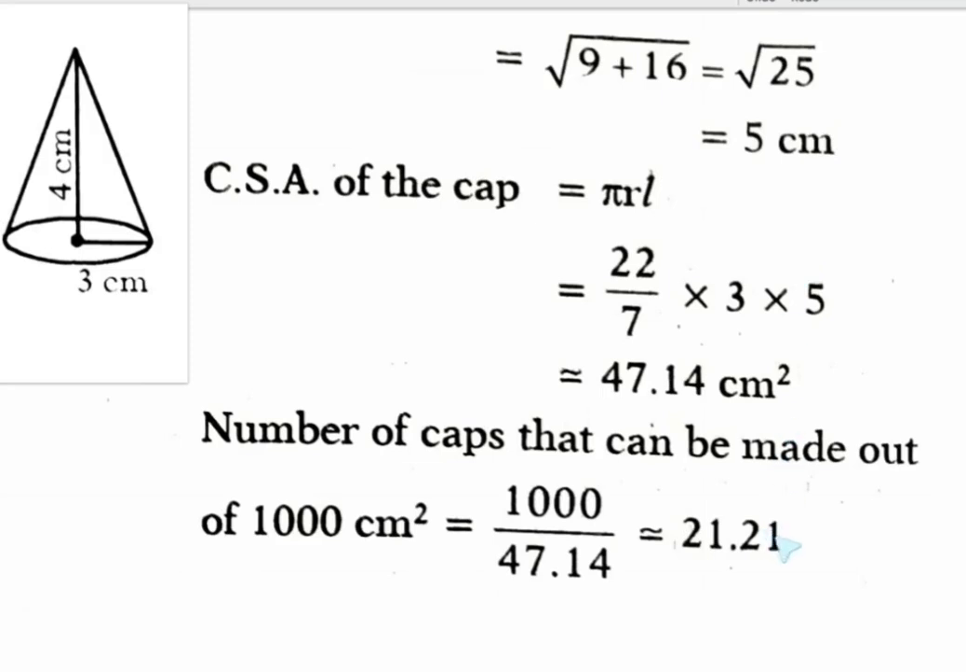That equals 21.21 caps. That means we take 21, because the decimal part is not required. So the number of caps we can make from the 1000 centimeter square cloth is 21 caps. Number of caps is equal to 21.